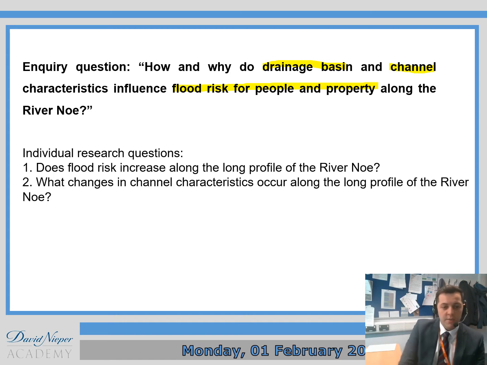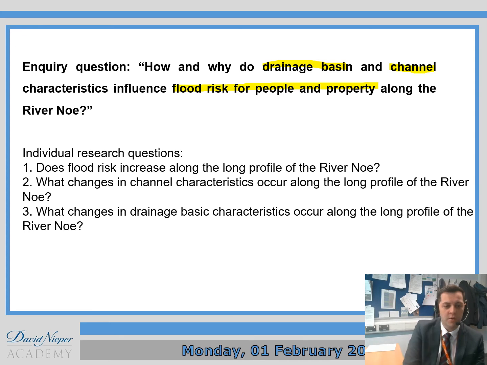Then we need to say, right, what happens to the channel? What changes in channel characteristics occur along the long profile of the River No? We need to know about the drainage basin. So what changes in drainage basin characteristics occur along the long profile of the River No?